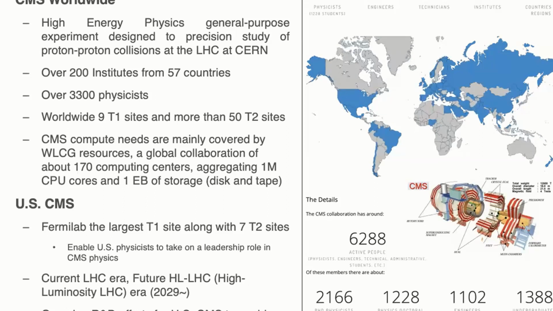The current era of CMS is the LHC era. If we look into the future, that will be the HL-LHC era, the high luminosity LHC era, which will start from 2029. I'll discuss more about that. In the HL-LHC era, lots of research and development efforts are ongoing around the world, including in US CMS. We are working on some R&D efforts for US CMS to enable the HL-LHC era in future.